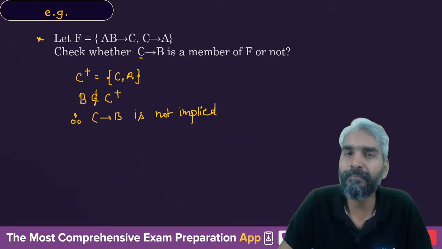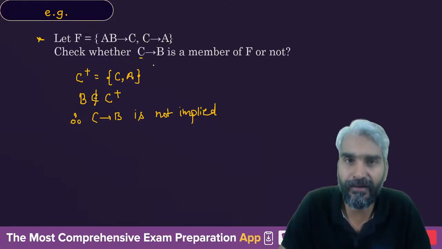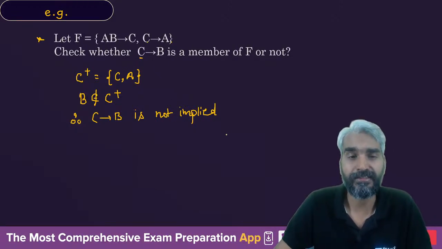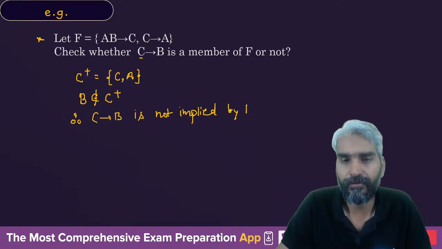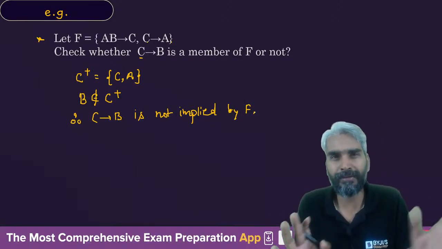This is a new term, implied by. So if it is a member, then we will say that the FD is implied by the given FD set. If it is not a member, then we will say it is not implied by the given FD set. Is not implied by F. Got the idea? Simple story. So now you know what I mean by membership test.